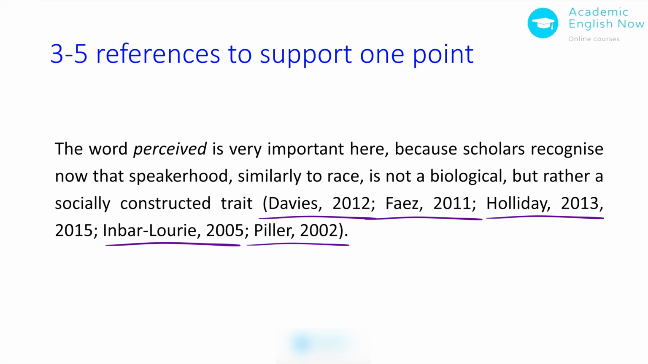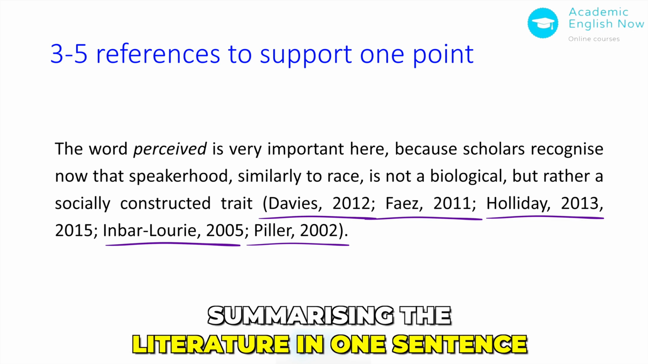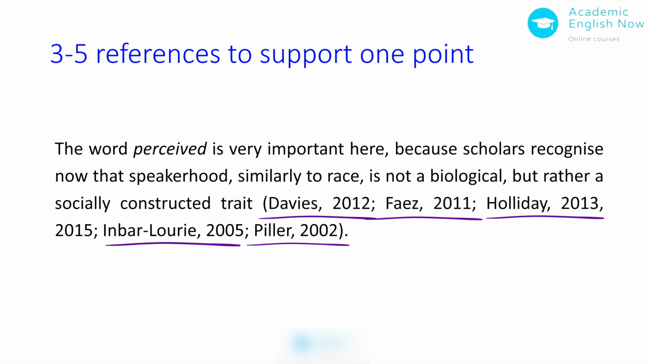It's not very common to go over 5, so don't overdo it and don't have like 7 references, because that's not the point either. And please don't do it in every sentence. Only do it when you're really summarizing the literature in one sentence. But it's a really good way of providing more evidence to support your point.